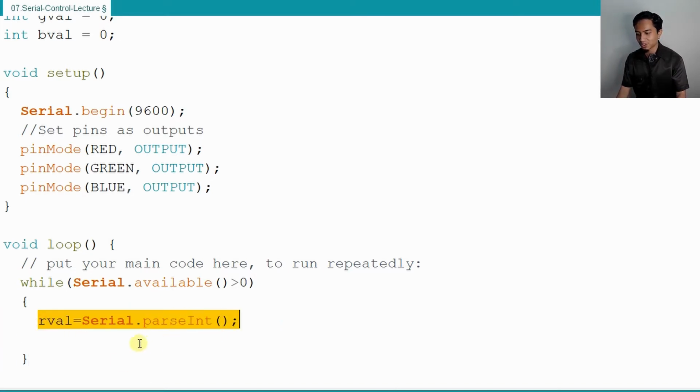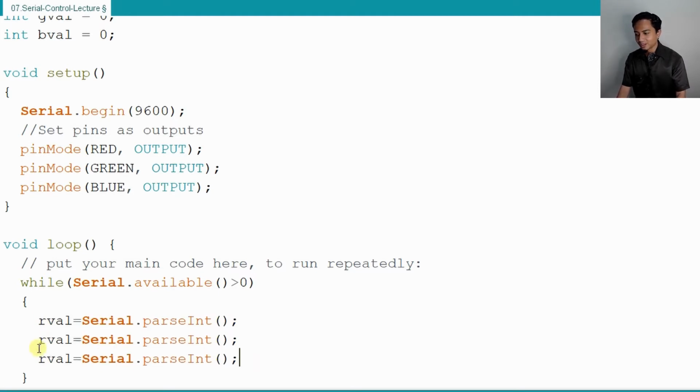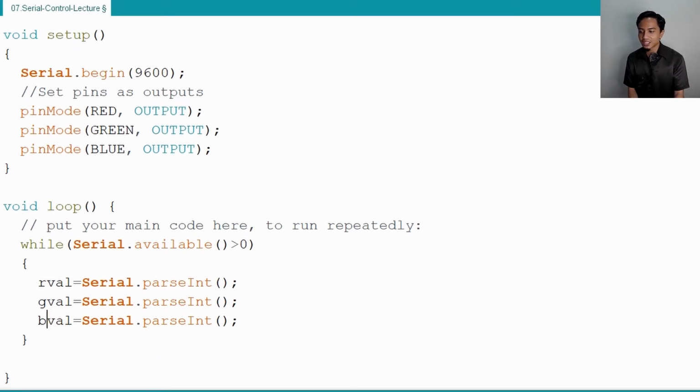So again, because I'm quite lazy, I just copy and paste. And the second, it will search for the second integer, which is the G value, and then the third integer, which is the B value, the blue value. So that's it. Meaning that this is the only code that will be introduced in this video.